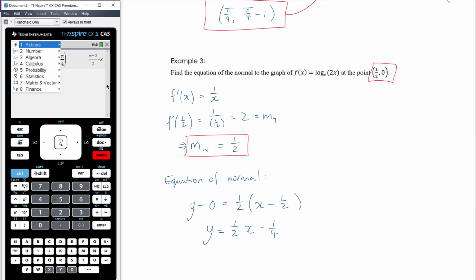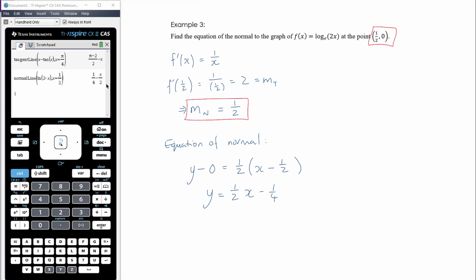So menu, 4 for calculus, A for normal line, and our equation. We don't put the f of x, we just write the expression bit, so that's going to be log e, so ln of 2x, and comma, and we want to find the equation of the normal when x equals 1/2. Enter. Alright, and we've got 1/4 minus x on 2, which is the same as, oh, we've got the negative. Ah, okay, there was a nice little check there.